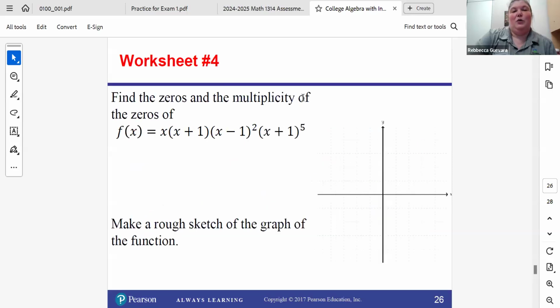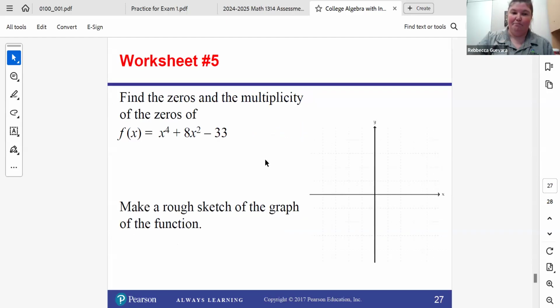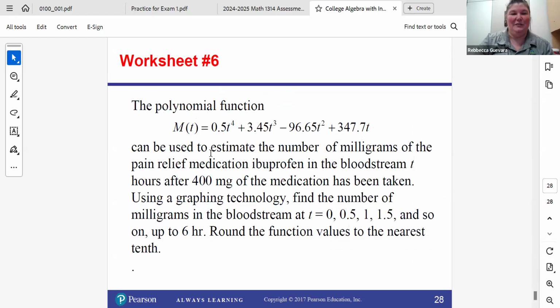So if you can work on 4 and 5, those are just finding the zeros and the multiplicities and making a rough sketch. I'll tell you 4 and 5. Well, 5 is a little easier to see. Your coefficient is going to be positive, so it will open up like this.